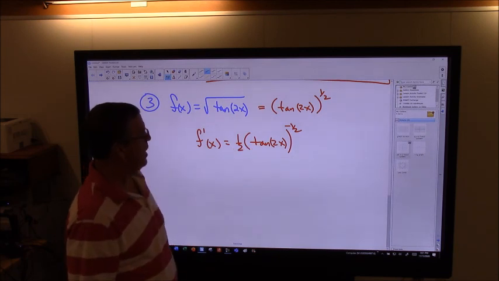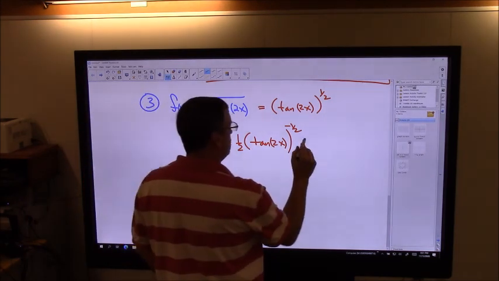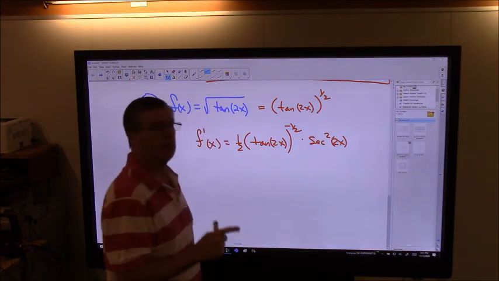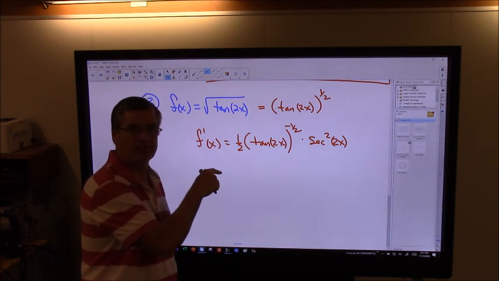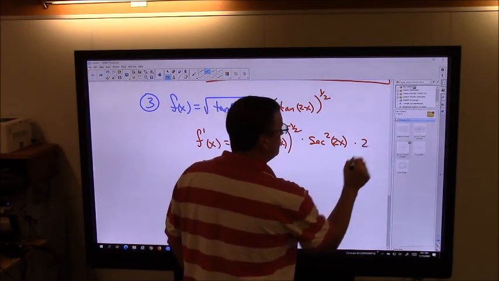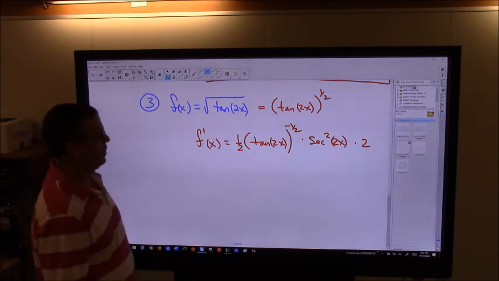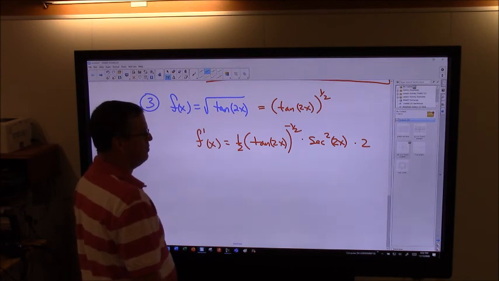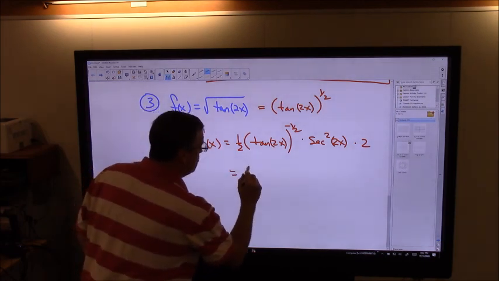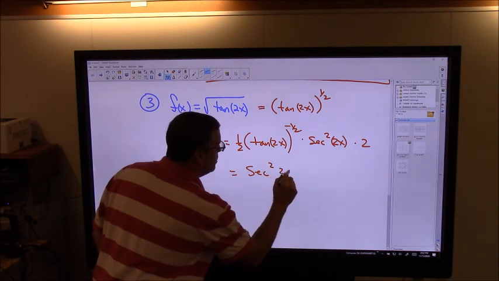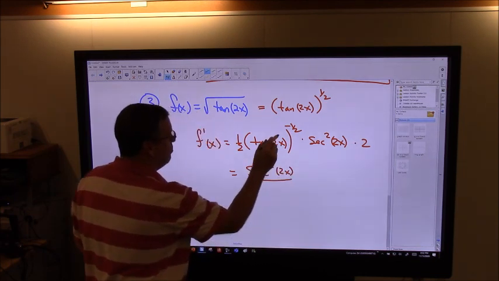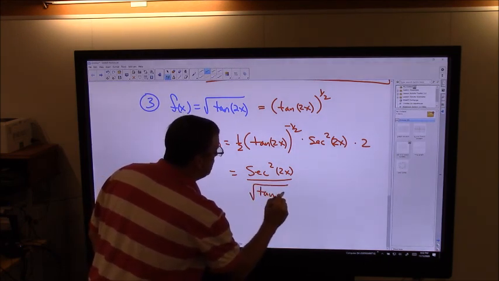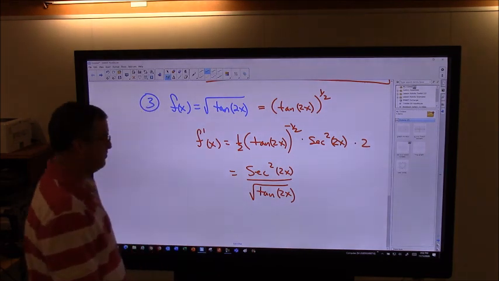The derivative of a tangent is a secant squared, times the derivative of the angle. So let's see, that means 1/2 times 2 is going to be 1, so I can ignore that. This derivative is going to be secant squared of 2x over, when I drop this down below the fraction bar, the square root of tangent of 2x.